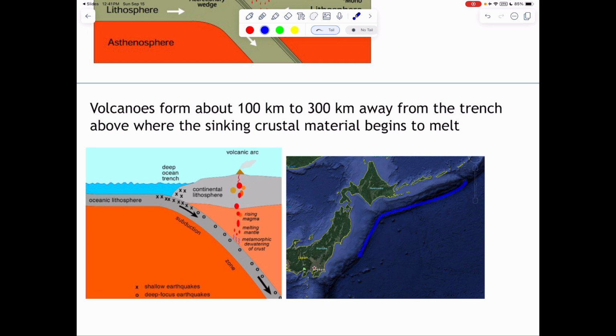You can actually see it here. Here's the trench, and now here are your volcanoes. Japan's known for tons of volcanoes. So same thing that's happening. I also wanted to show you, again, we're getting these deep, deep, deep earthquakes that are happening. So things to just keep in mind whenever we have these subduction zones, we're looking for volcanoes about 100 to 300 kilometers away from the trench. These volcanoes are going to be powerful, and when we have earthquakes, they're also going to be deep and powerful.